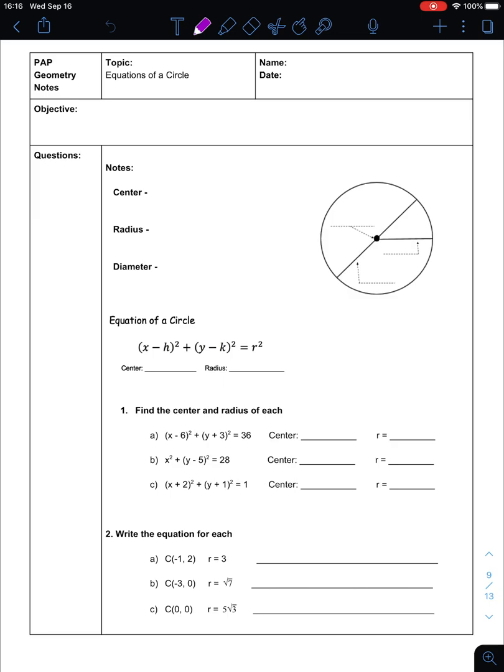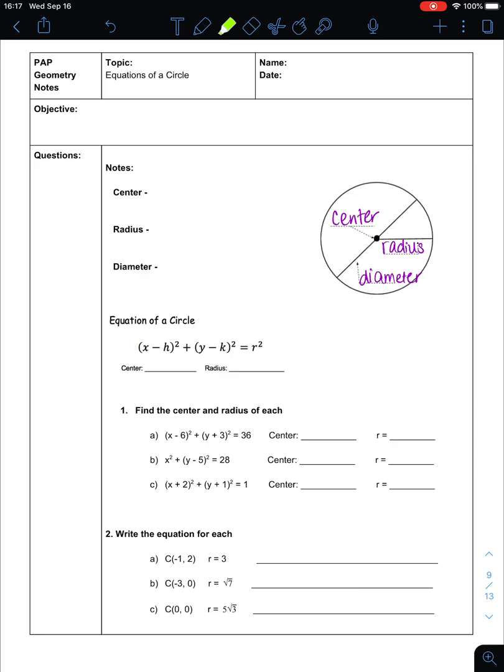This lesson is on equations of circles. Most of you know from previous classes what a circle is. You know that the center is the point that is the same distance from every point on the circle. You know that the radius is the distance from the center of the circle to any point on the circle. And you know that the diameter is the longest chord that extends from one side of the circle to the other and passes through the center.